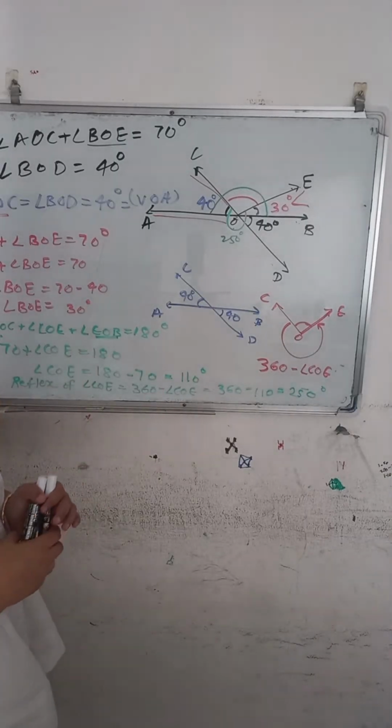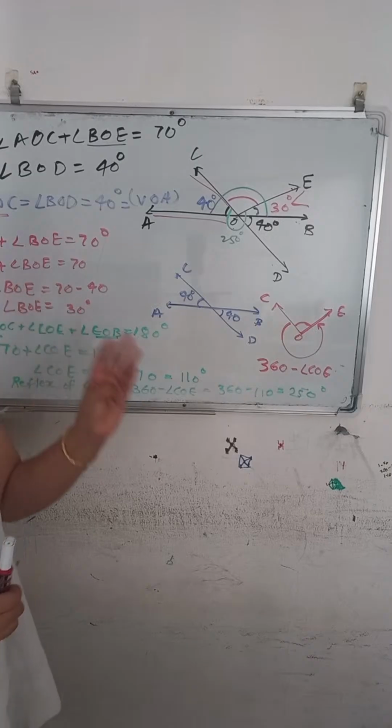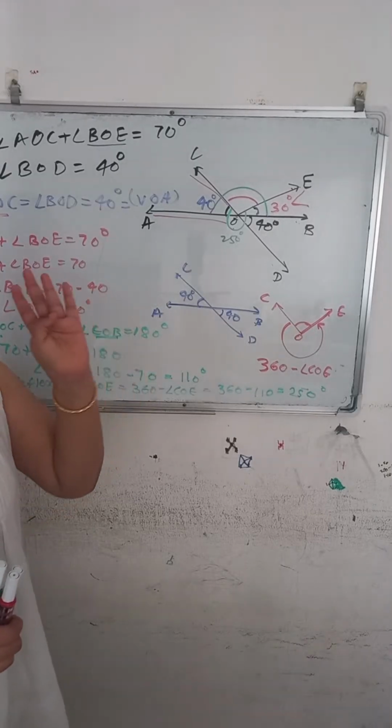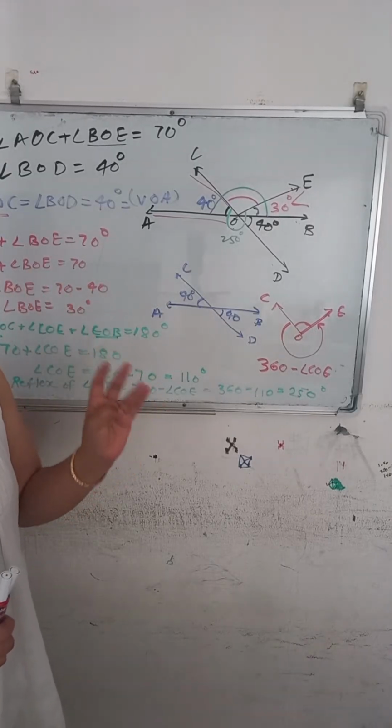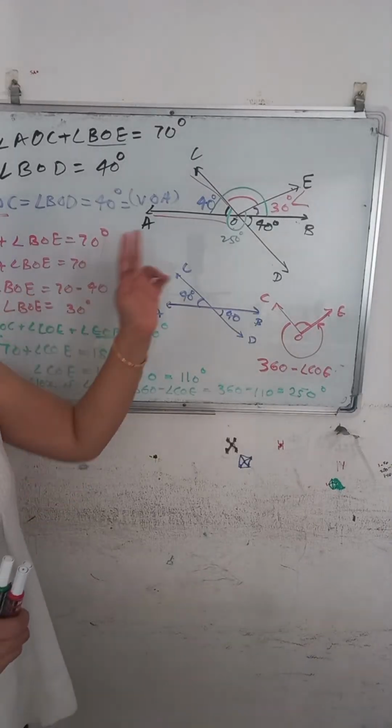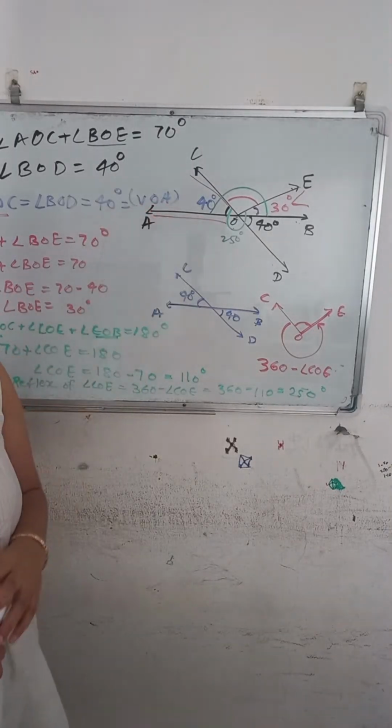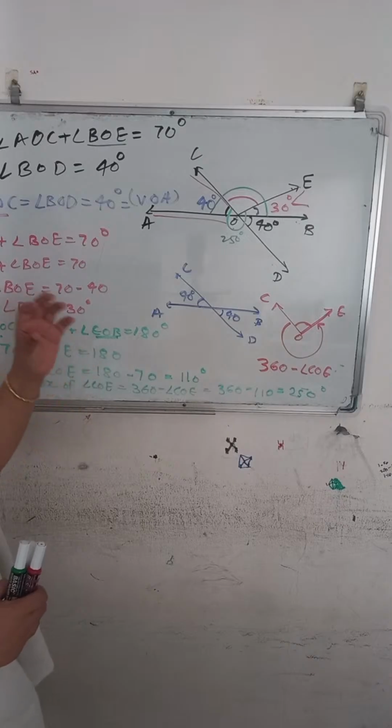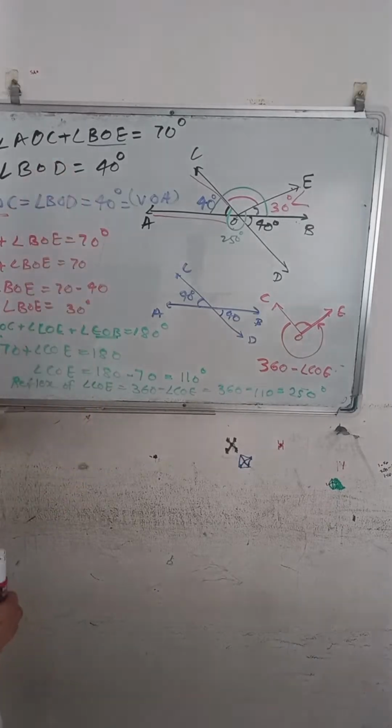I hope you all are getting it. First you should know vertically opposite angles. You should know the linear pair, or the angle sum formed on a line, that is 180 degrees. If you know this, then you can solve very easily. I hope you all are getting it. If not, then you can type a message in the chat box.